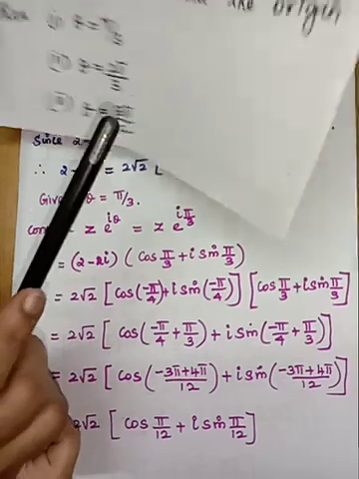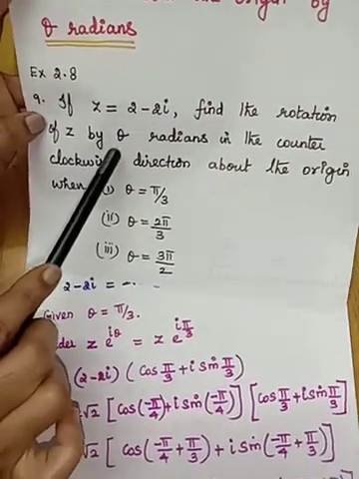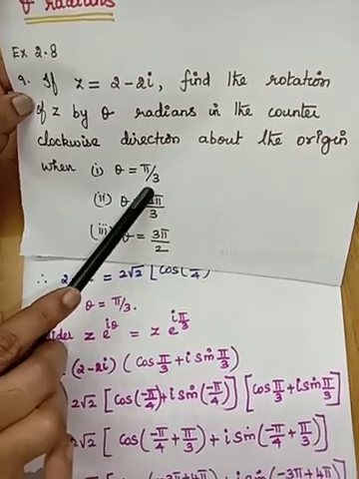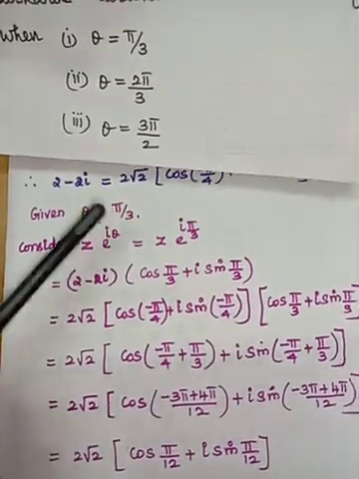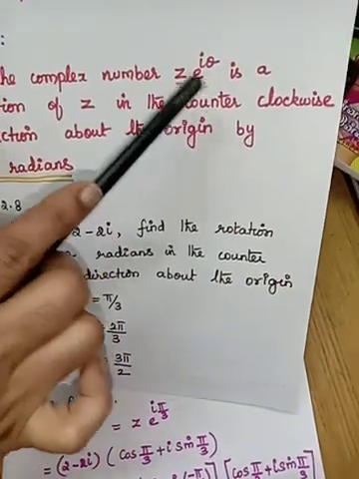Okay, now what you have to find? You have to find the rotation of this complex number by theta. In the first subdivision, theta is given as pi by 3. So I have taken theta is equal to pi by 3. Okay, so what is the answer?